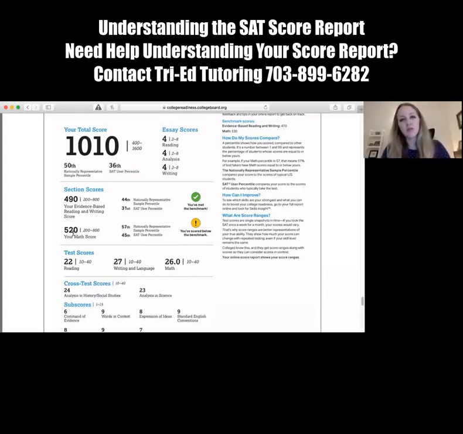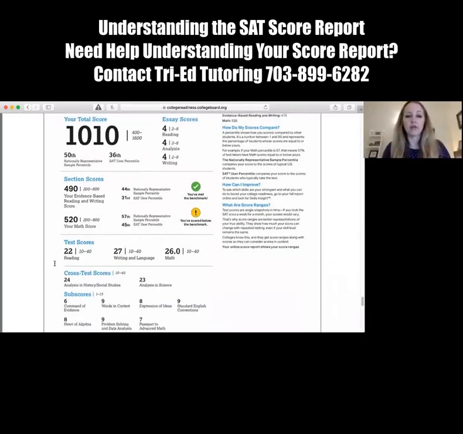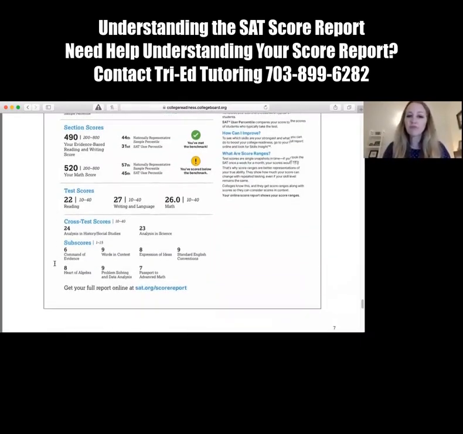The math score is just half of the section score if you take off the 0. So it really doesn't give us much more information about the math. It just kind of compares the math to the reading and writing. So again, we can see which area gave the student the most trouble.